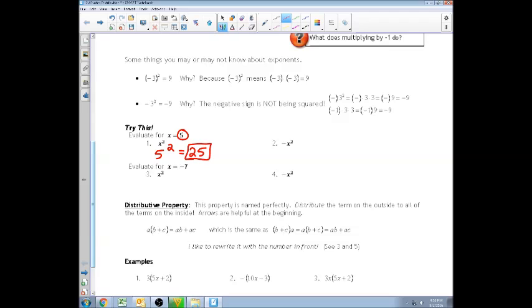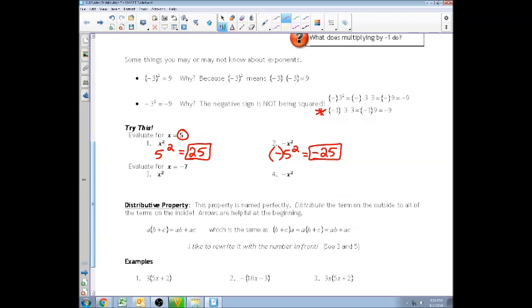In number 2, I have a negative. I put the 5 in for the x and I square it. Remember what we just talked about up here. If the negative is not inside a parenthesis, I can either take the negative in a parenthesis and then just square the 5, or you just have to think about the fact that the negative is not attached to that 5. So what's going to happen here is this would be negative 25.